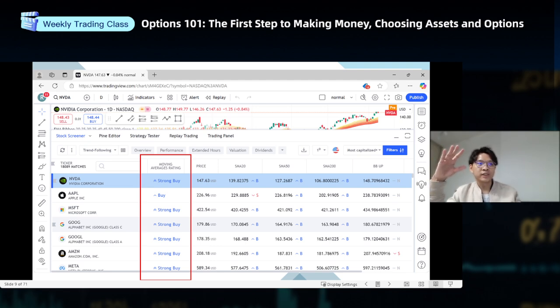And we are just using the default rating system by tradingview.com so that we don't need to bother about the direction. Since there's already an existing, very perfect rating system for us to use, why don't we just use it, and why do we bother to make one ourselves? So in this case, we are going to click on the trend following screener, and then we will see the moving average rating here.